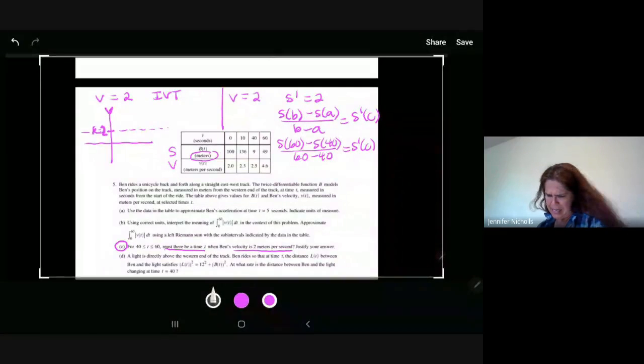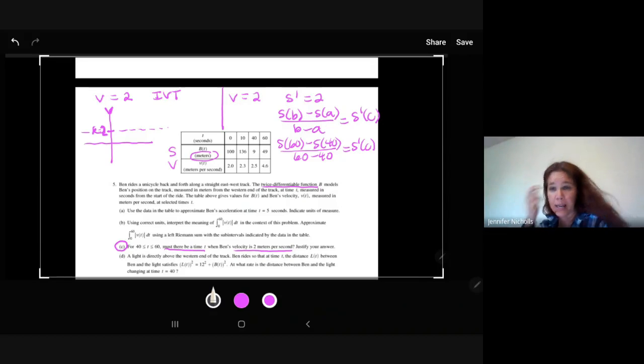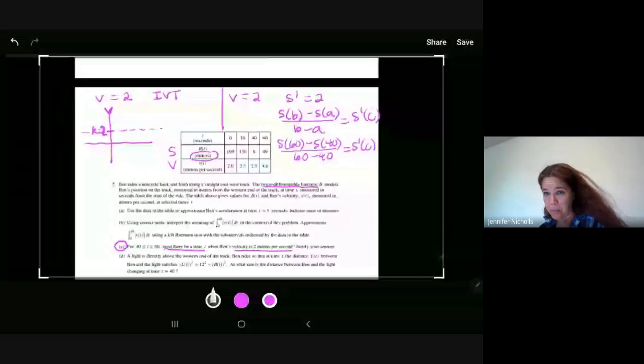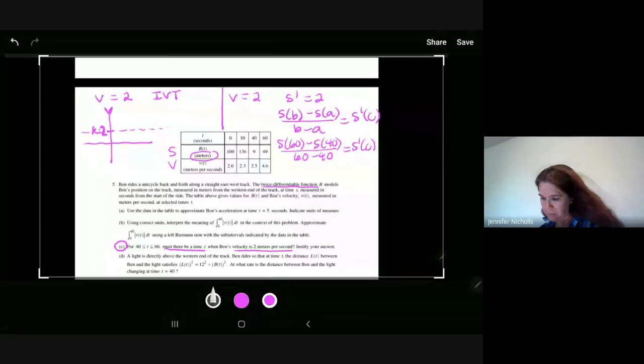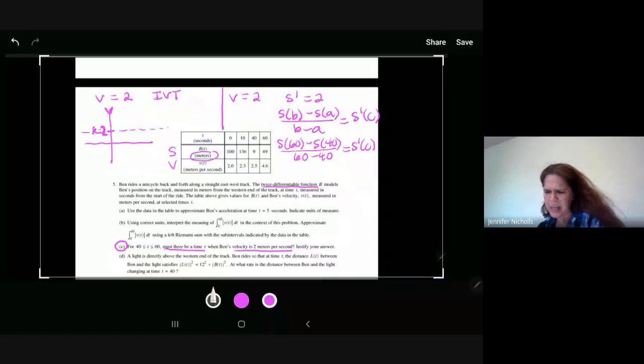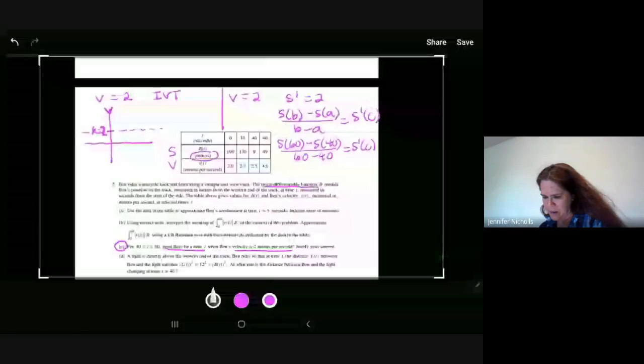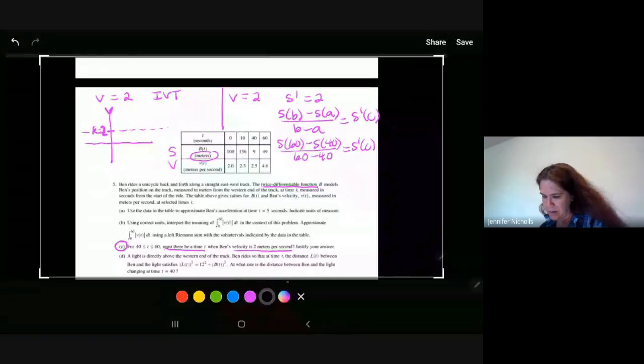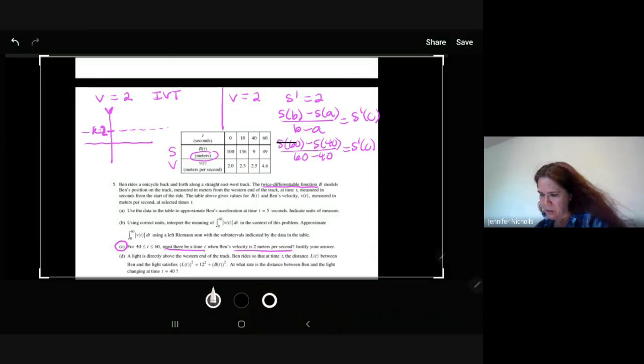It says twice differentiable function. That means you can take the derivative twice and there's no problems with continuity. Okay, so S of 60 is B, right? I guess I should use their letter, so I'm going to type over it. They're telling me B of 60, B, and then B prime. Okay, so this one's the example of the mean value theorem, if it works.